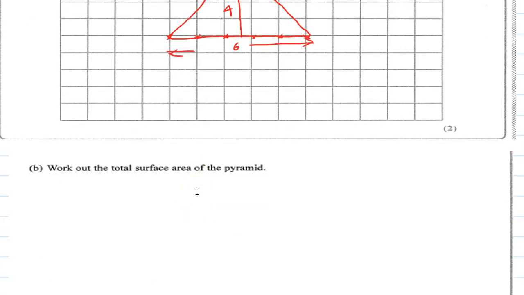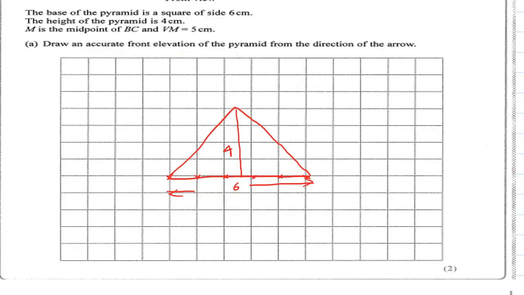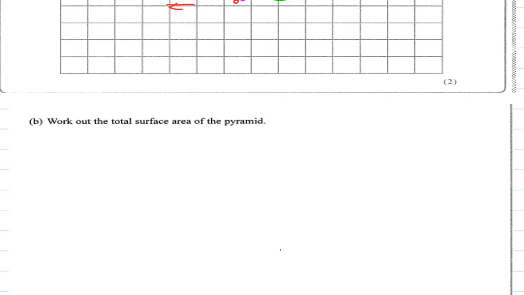Now next part is work out the total surface area of the pyramid. Total surface area. So if you see this green triangle, this is your base here, and height is 4. So area of triangle is base times height divided by 2. So let's write down here. Area of triangle is half, base is 6 and height is 4. 6 times 4 is 24. 24 divided by 2, that is 12.